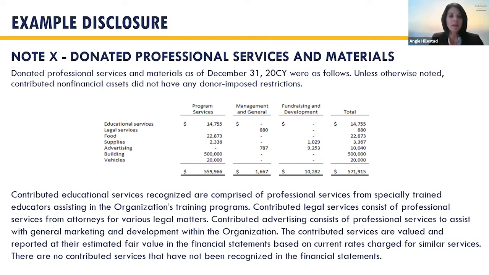We cross off the type, so the category of non-financial asset. We're saying those educational services are comprised of professional services from specially trained educators. So that's how we know that we could recognize those, because it's a specialized skill. And we're using them in our training program. So we've also disclosed how we're using them.